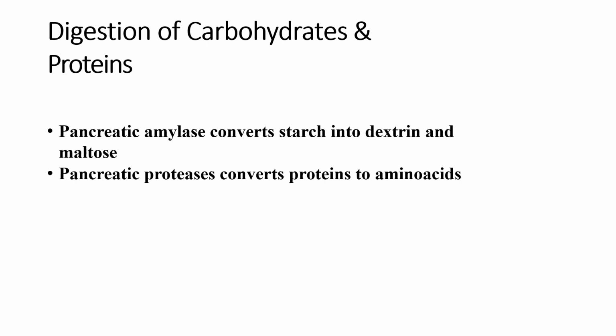The digestion of carbohydrates and proteins occurs by the enzymes pancreatic amylase and pancreatic proteases. The amylase converts starch into dextrin and maltose. It is secreted in an active form. It is the only amylolytic enzyme present in the pancreatic juice. It hydrolyzes glycogen, starch and other complex carbohydrates except cellulose to form the disaccharides, that is dextrin and maltose.